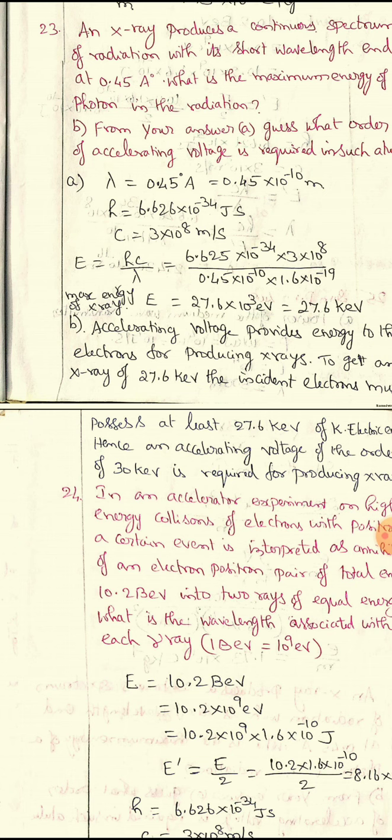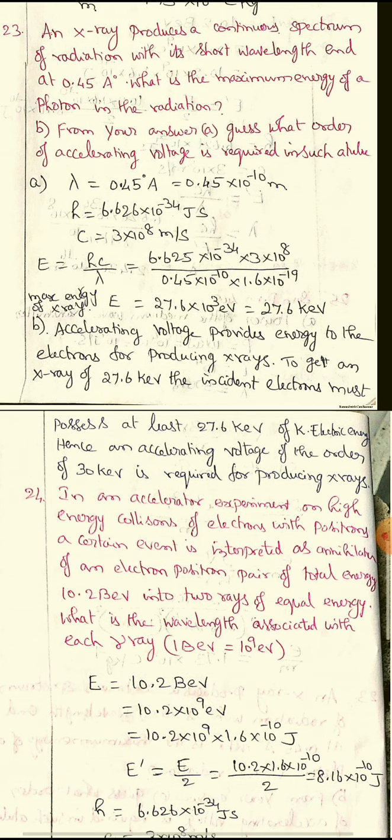So we multiply by 10 to the power of minus 3, so that you will get 27.6 kilo electron volt. This is the maximum energy of the X-ray. So we can go for the B part.